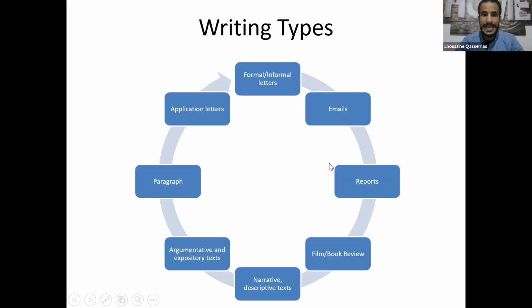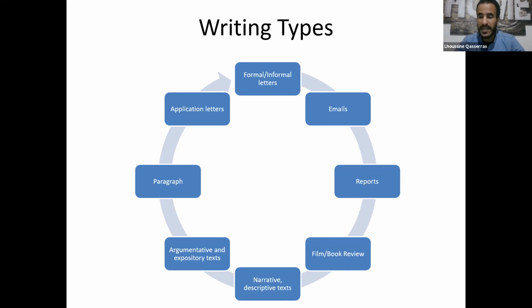So let's see here. Now, the types of writing. There are several types. You can ask students to write a letter, formal or informal, or an email, or a report, or a film or a book review, narrative, descriptive text, argumentative and expository text, paragraph, application letter, etc. So don't all the time ask them to write a paragraph, or an essay, or a letter, because variety is the spice of life.